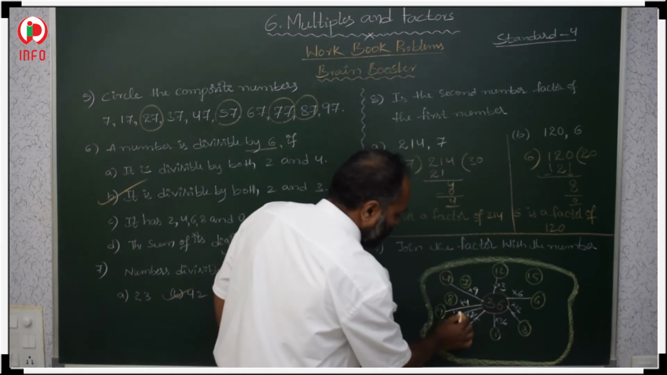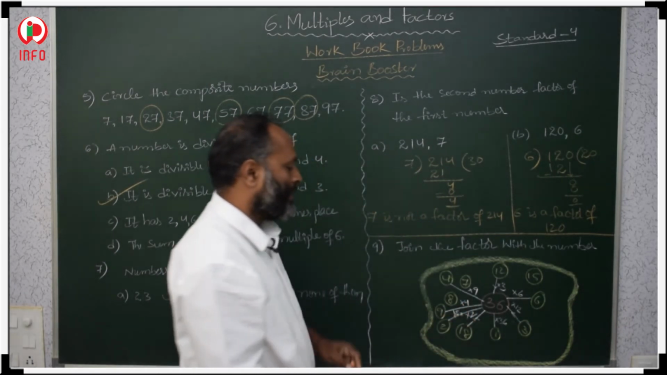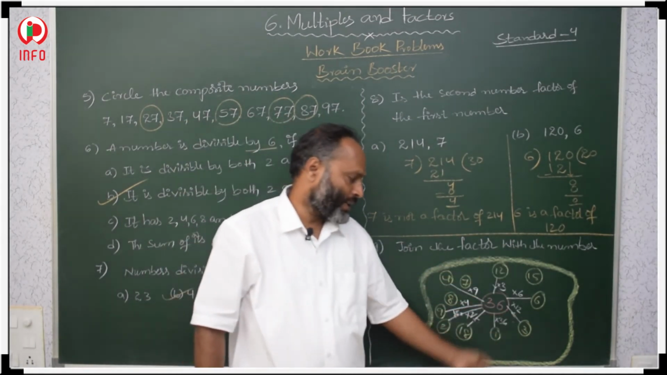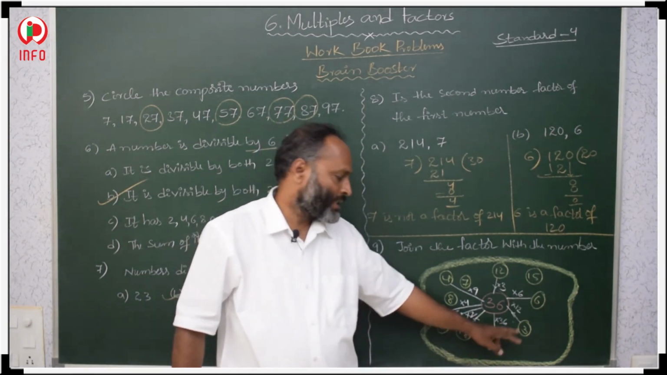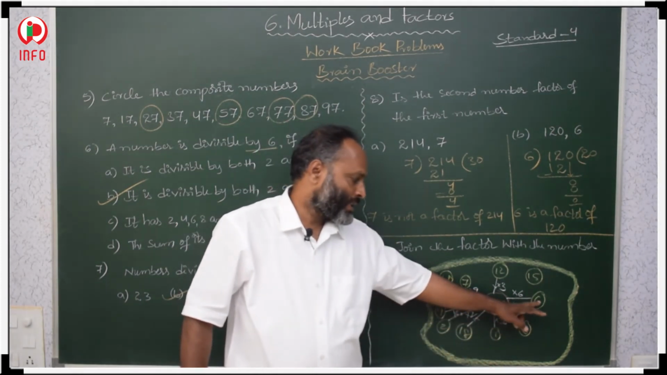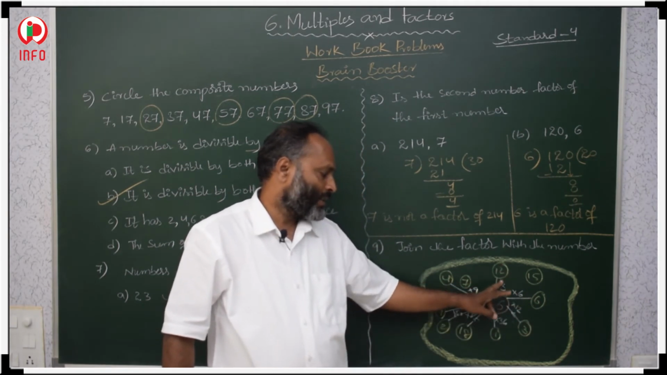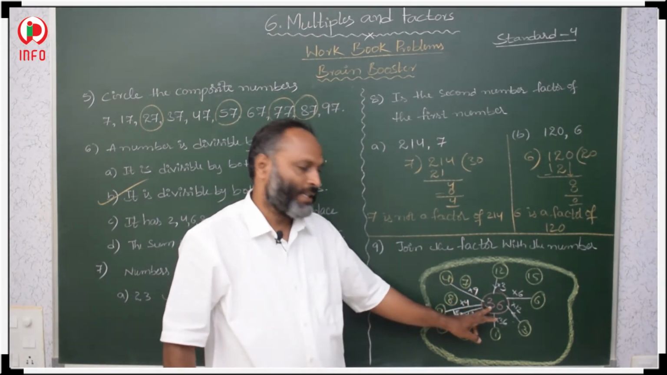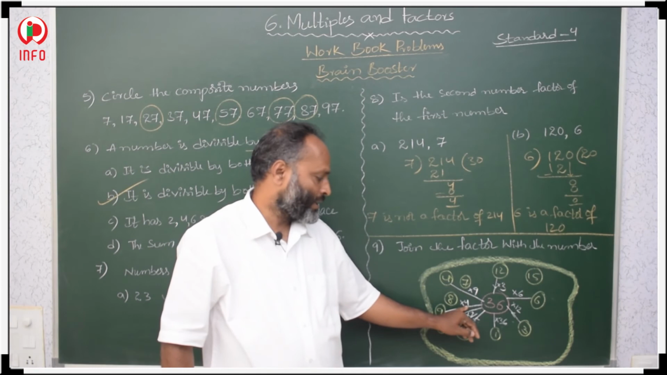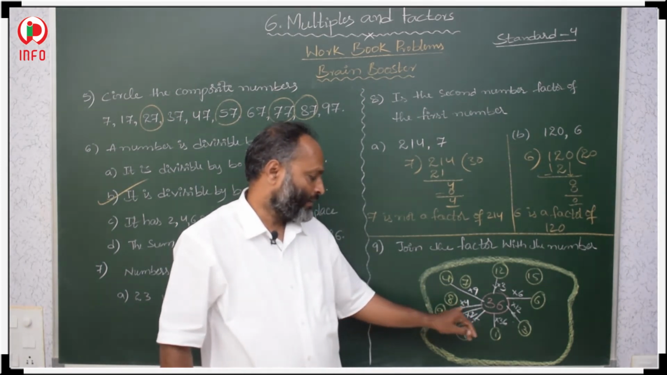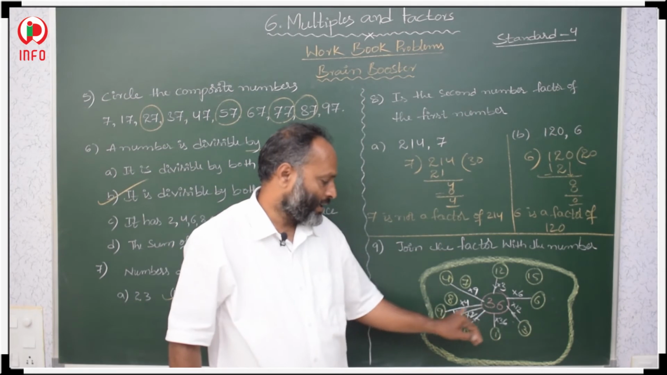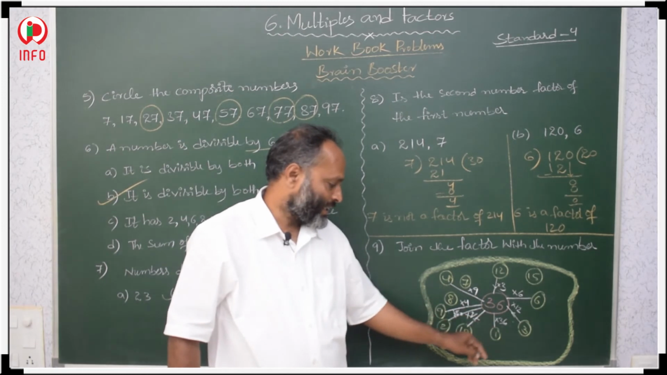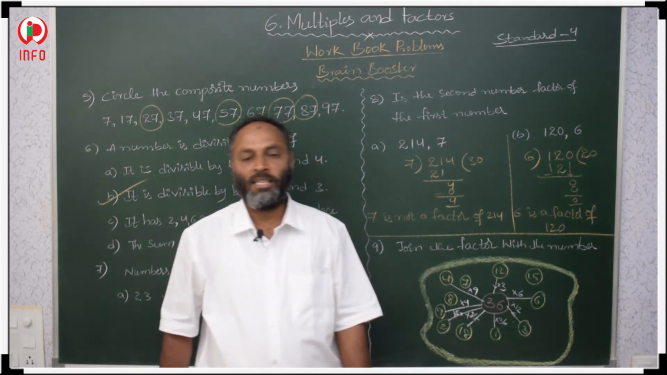2 18s are 36. In this way we have to connect. Whatever possible factors there are, those factors we have to connect with 36. 1 36 is 36. 3 12 is 36. 6 6 is 36. 12 3 is 36. 7 is not a factor. 4 9 is 36. 8 is not a factor, so we connect with 9. 9 4 is 36. 2 18 is 36. 18 2 is 36. In this way you have to connect.